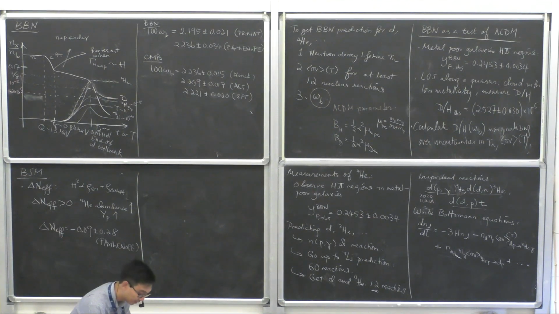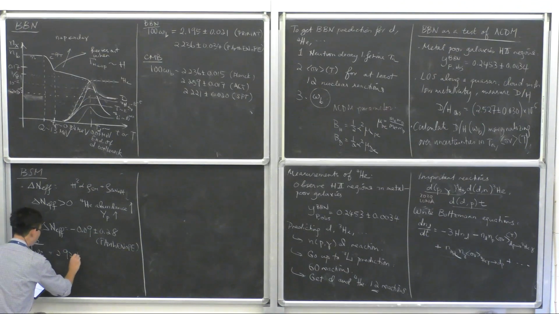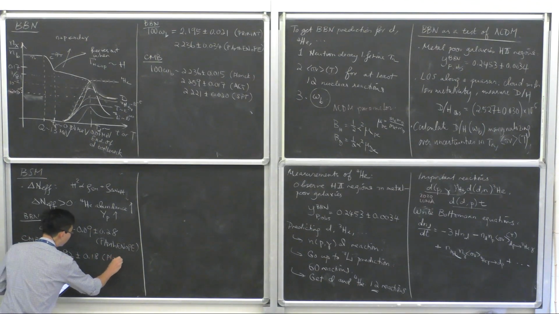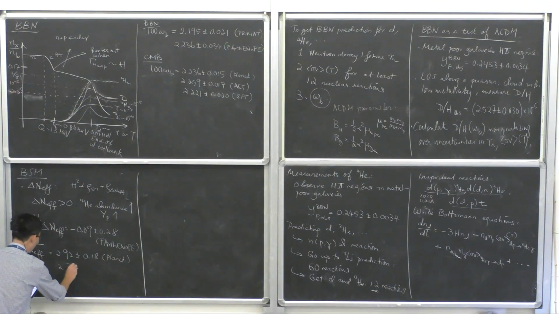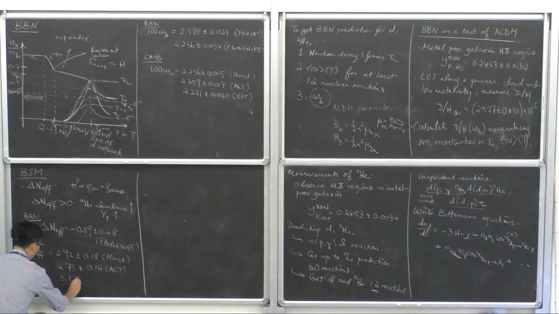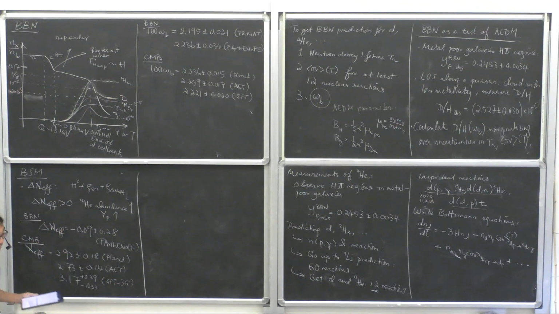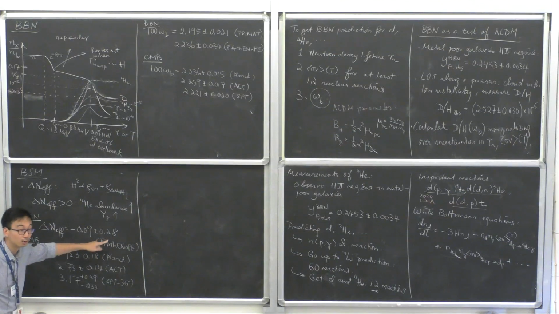Okay, this is to be compared with CMB. So this is CMB, this is BBN. CMB reports N effective of 2.92 plus minus 0.18 for Planck, 2.73 plus minus 0.14 for ACT, and 3.17 plus 0.29 minus 0.33 for SPT-3G. So a little bit of a spread here, but again, you can see that the BBN inference is not doing too badly compared to the CMB.